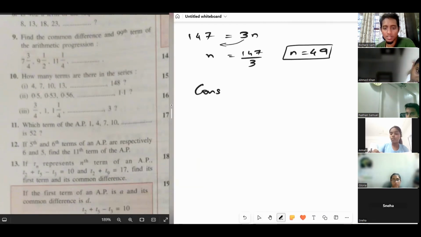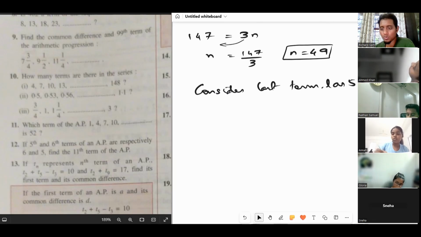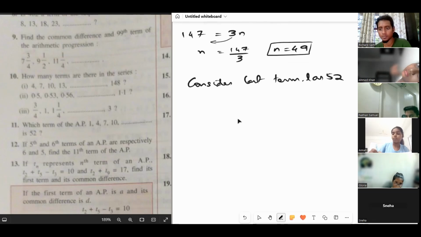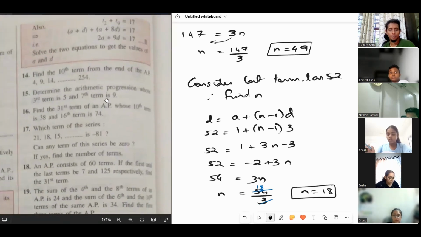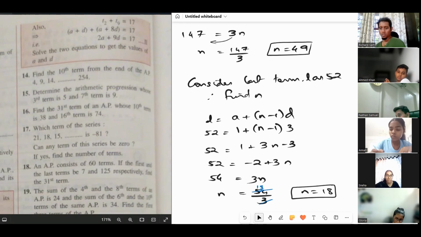Consider last term L as 52. Therefore, find n. Okay. Is that clear, everybody? Yes. I've written it on the board if anyone didn't get it.